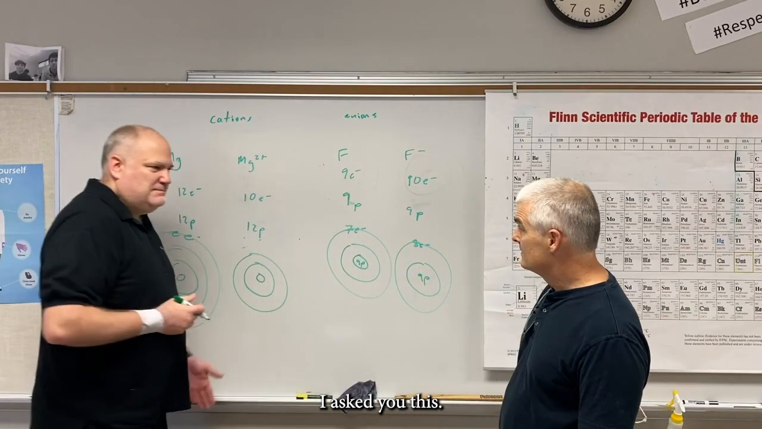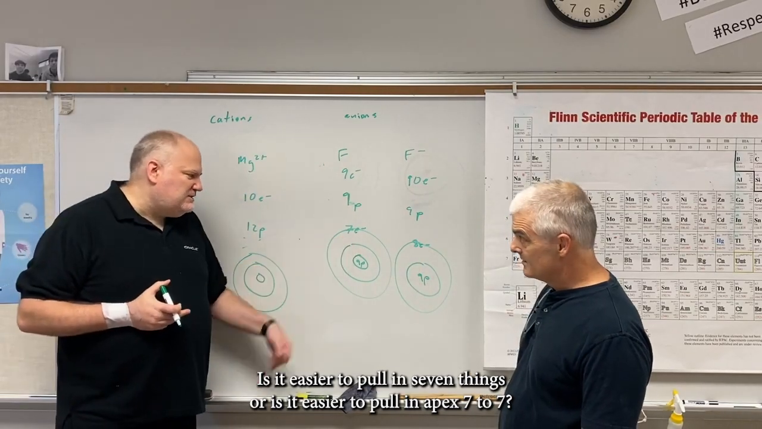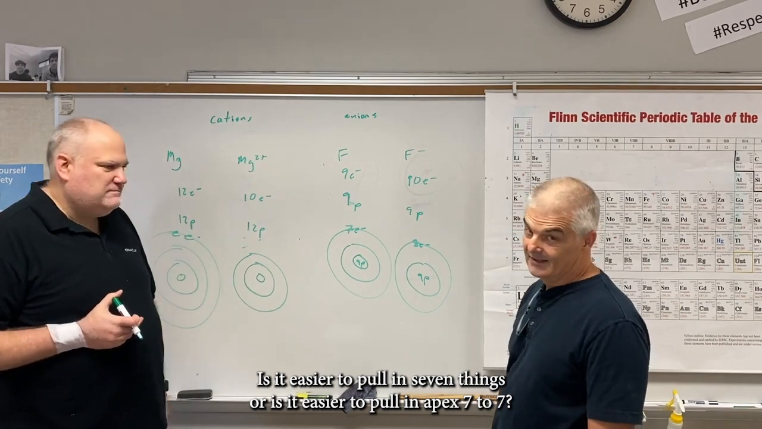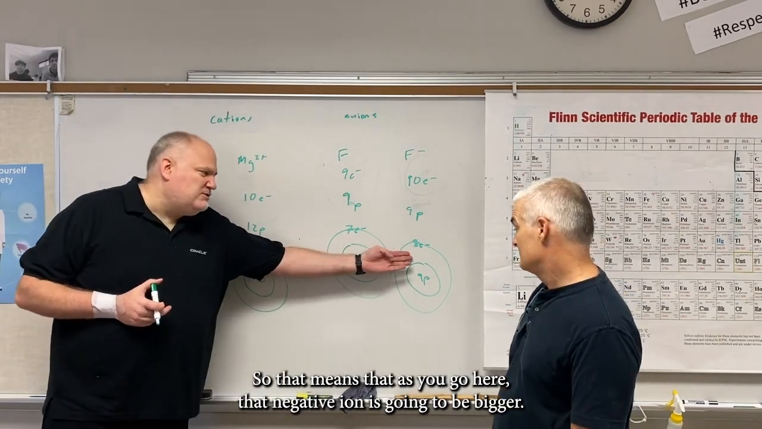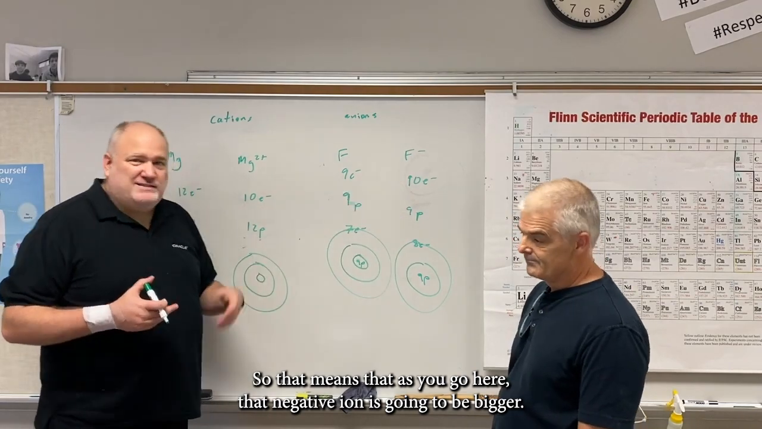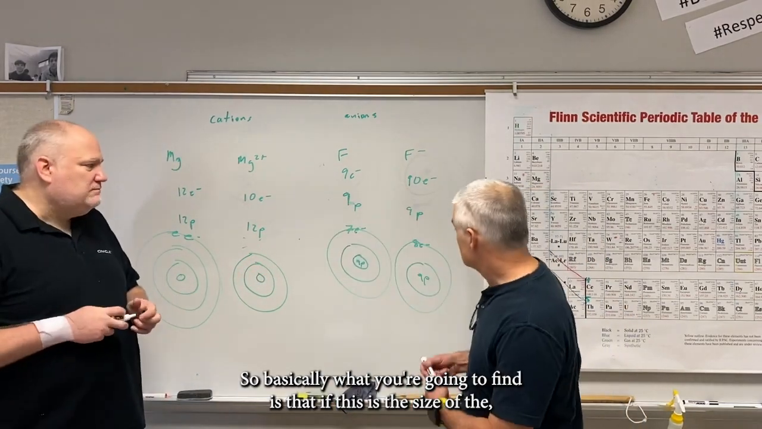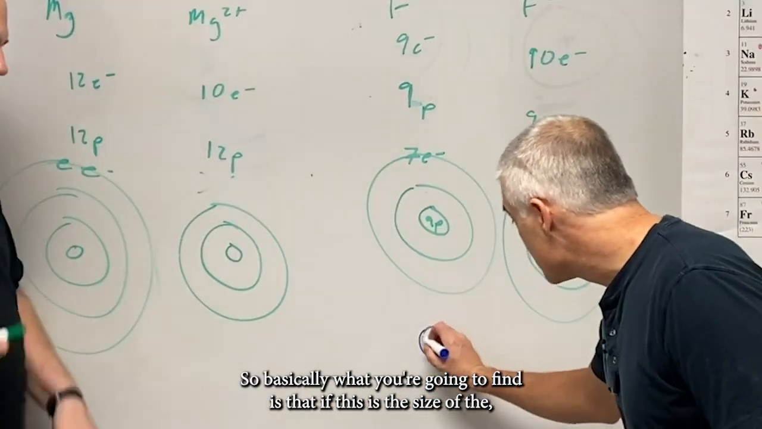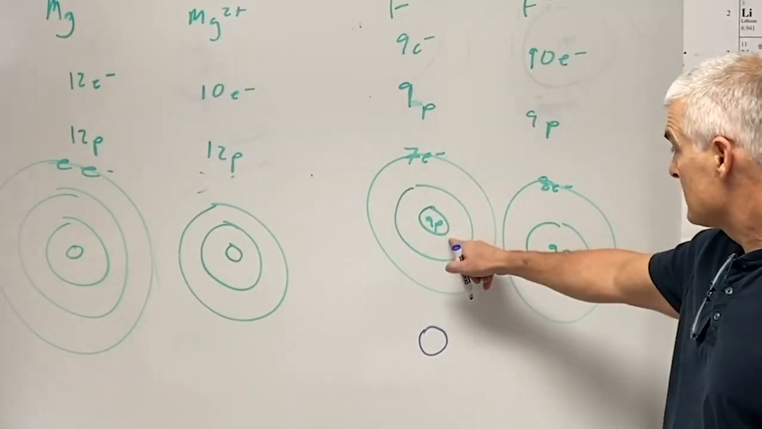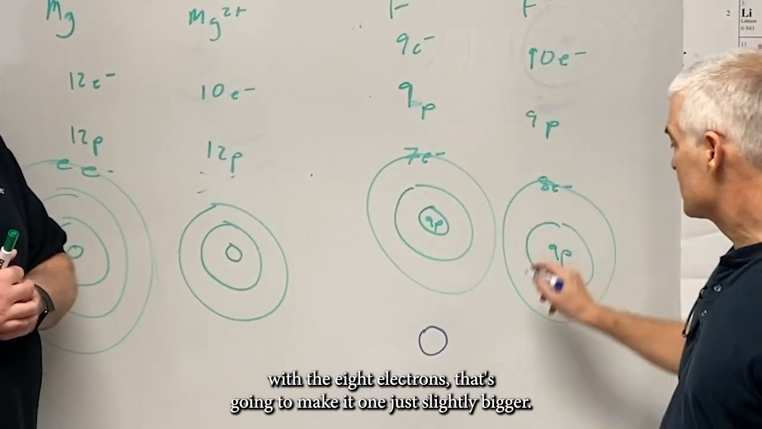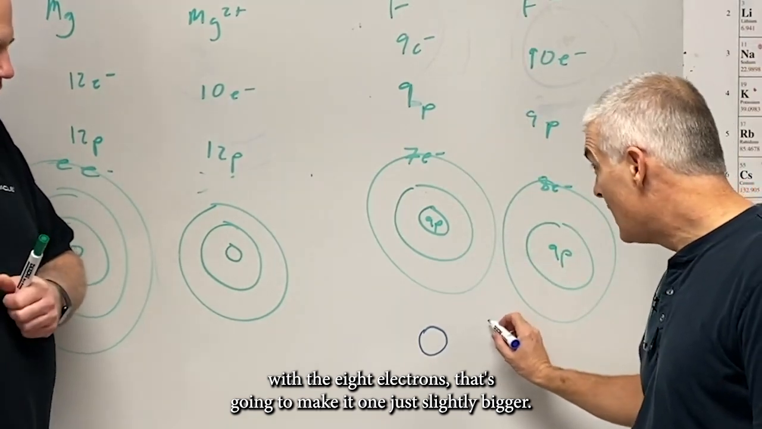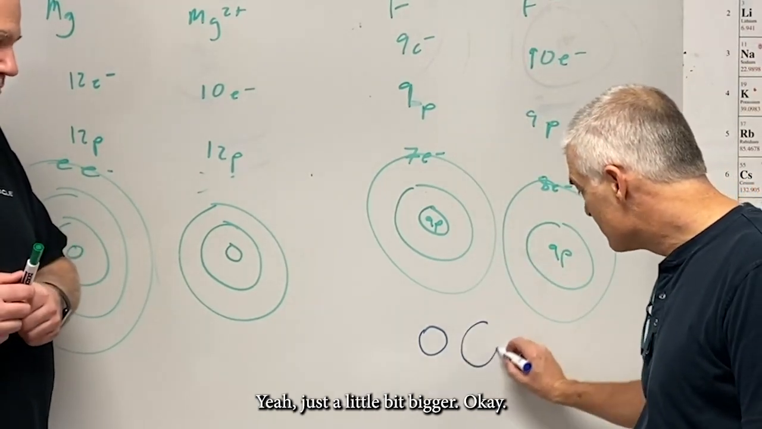Let me ask you this. Is it easier to pull in 7 things or is it easier to pull in 8 things? 7, because I've got to fight to get 7 guys instead of 8. So that means that as you go here, that negative ion is actually going to be bigger. So basically what you're going to find is that if this is the size of the fluorine atom with the 8 electrons, that's going to make it what? Just slightly bigger. Just a little bit bigger.